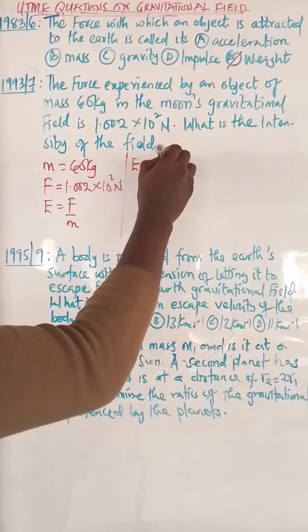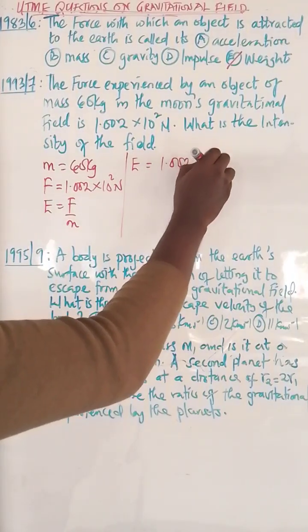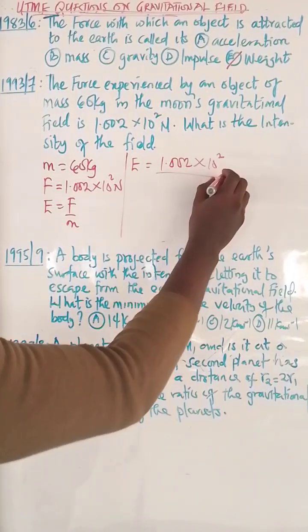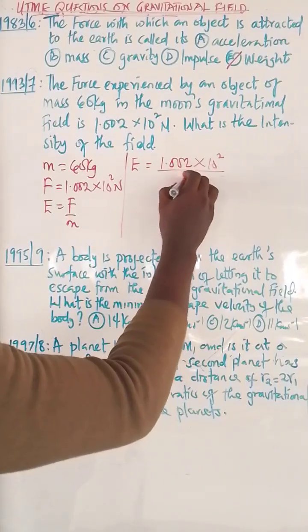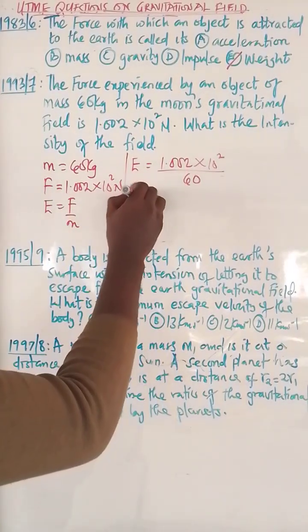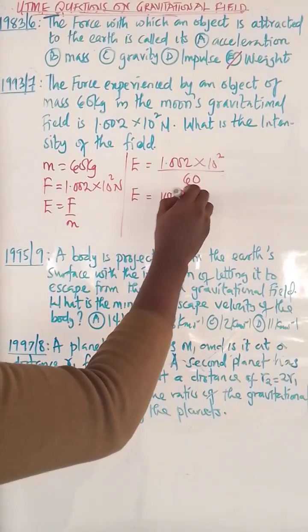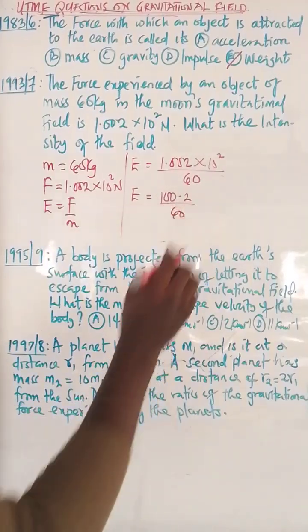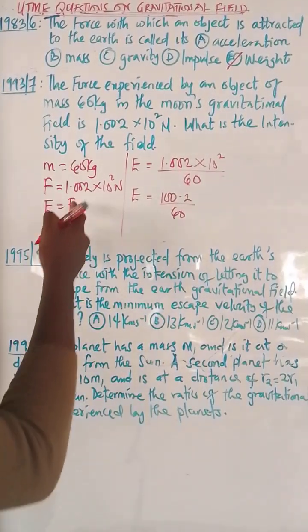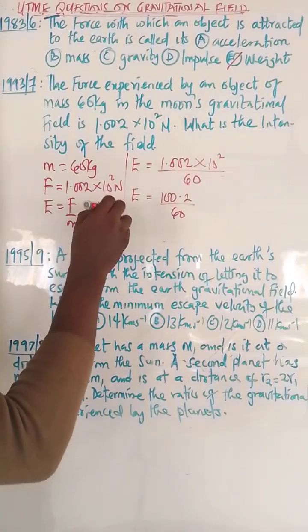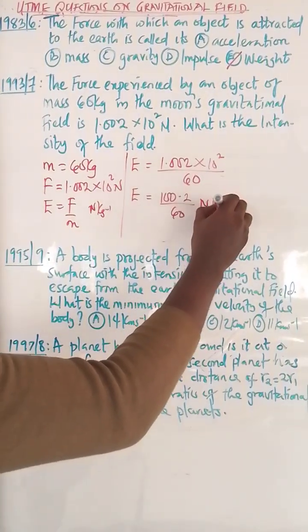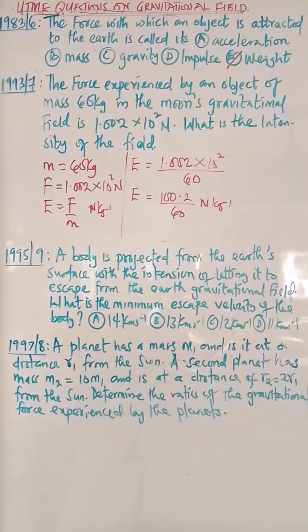So the force is 1.002 times 10 to the power 2, and the mass is 60 kilograms. This becomes 100.2 over 60. I believe you can finish it yourself. The unit is what? Newton per kilogram. In short, they are asking for the acceleration due to gravity.